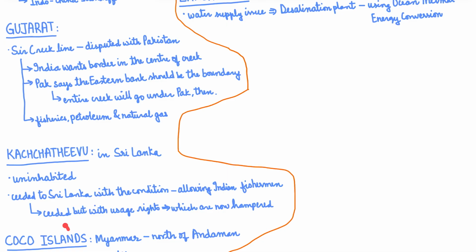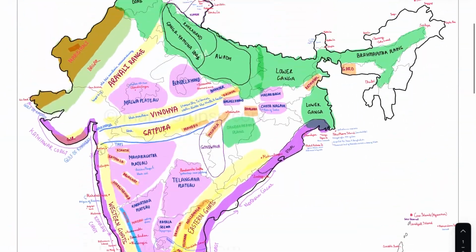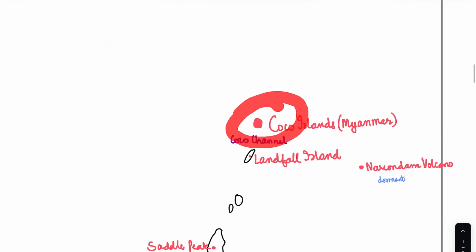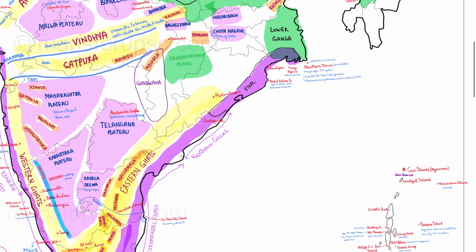Then we've read about the Coco Islands in a previous video where we discussed the location of the Coco Islands with the Andaman Islands. Coco Islands are a territory of Myanmar, which I told was to the north of Andaman. There has been increased Myanmar military presence over there. This is why the Coco Island was in news. So this over here is the Coco Island, towards the north of Andaman.